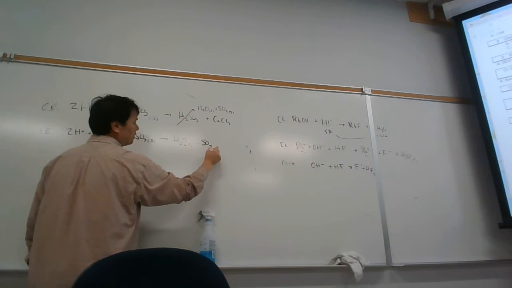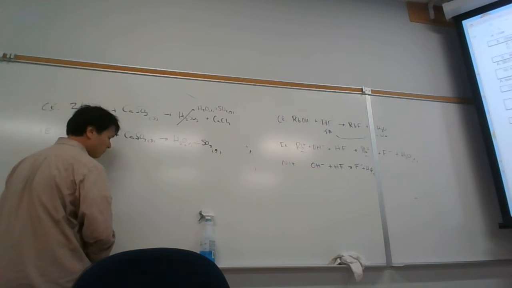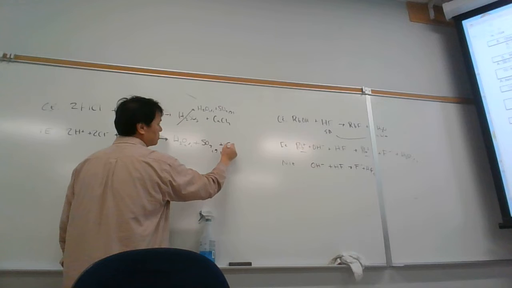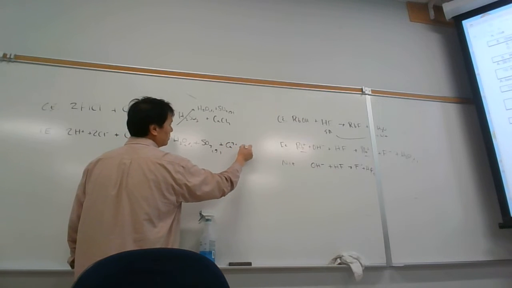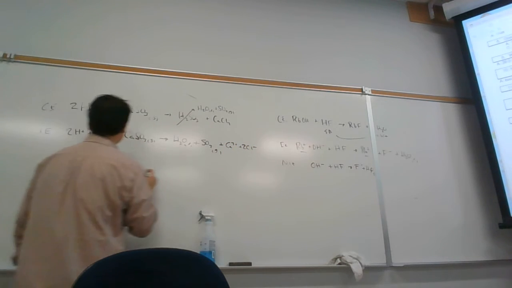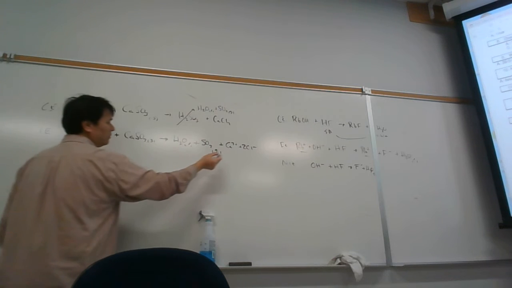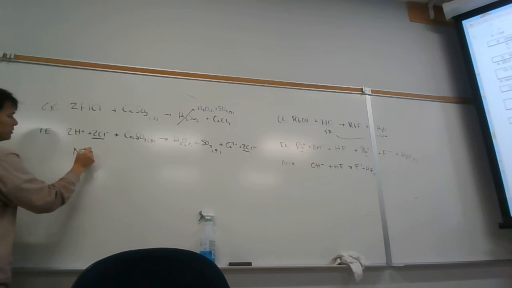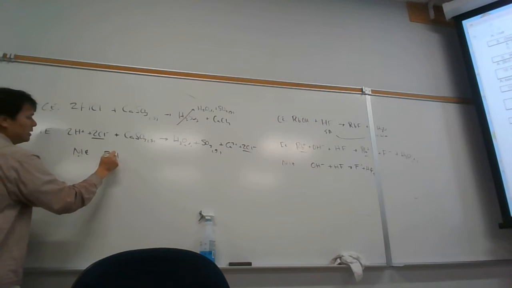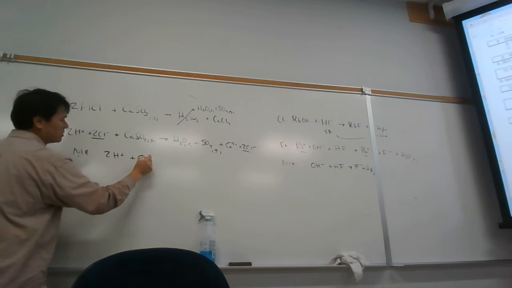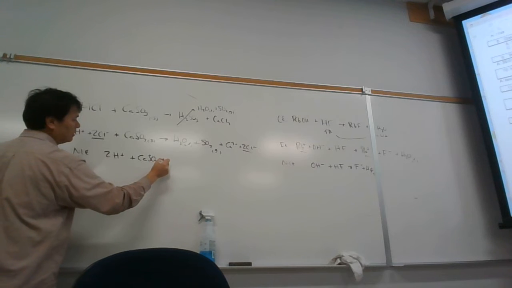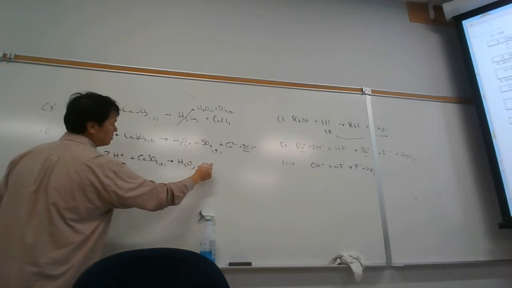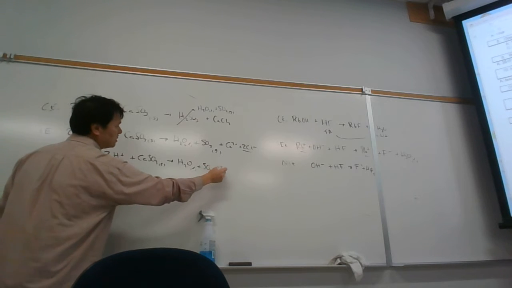How about calcium chloride? Calcium chloride is a soluble salt. Soluble salts are strong electrolytes, we ionize those. And so as far as spectators go, I have 2 chlorides, and then it looks like this. And so the NIE is going to be 2H plus, calcium sulfite solid, yields H2O liquid plus SO2 gas plus calcium ion.